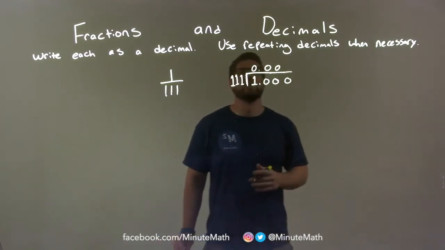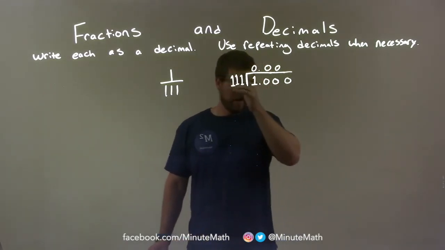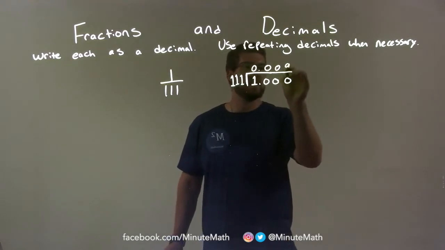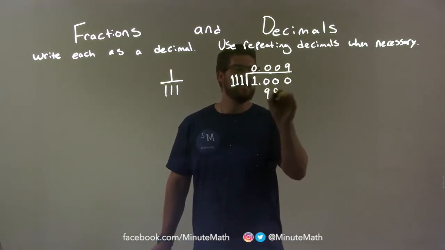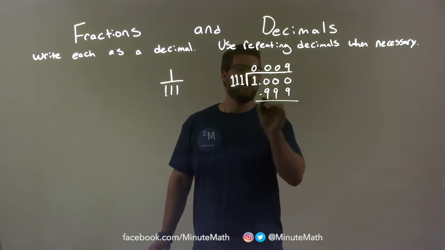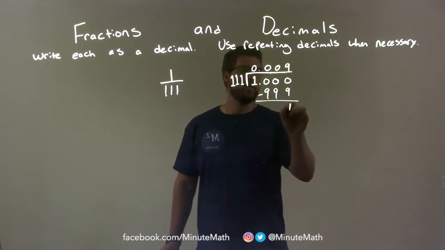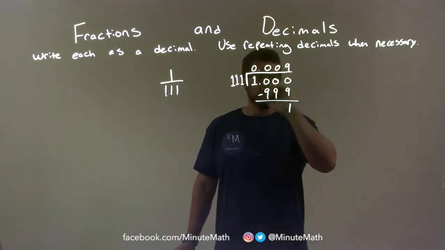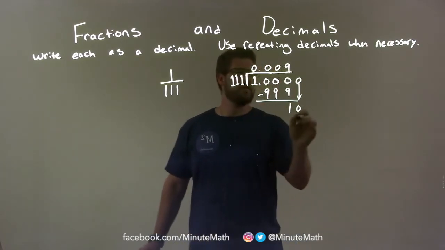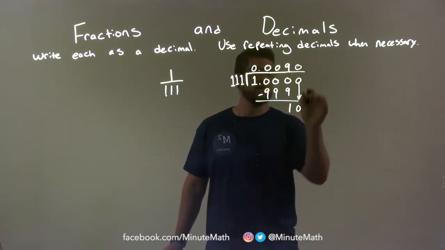Now we have 1,000. 111 goes into 1,000. The highest we can get is times 9. 9 times 111 is 999. So we have 999. Well, 1,000 minus 999 is 1. And the process is actually going to repeat here. We add another 0. 111 goes into 10? Well, it can't, so we add another 0.